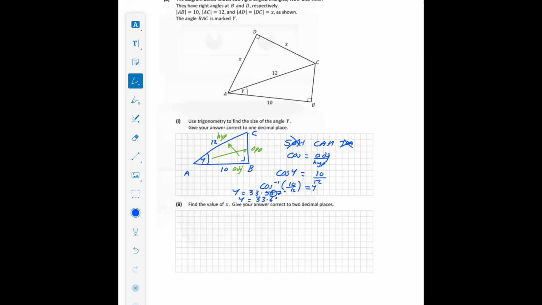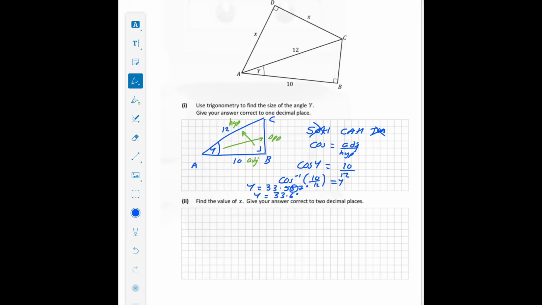Okay, and second part then, find the value of X, giving your answer correct to 2 decimal places. Okay, so my other triangle then is, how do we draw this? So we'll draw it like that. We'll draw it the way it's given to us. This is my right angle here. This is X, and this is 12. Now, when I look at this, again, right angles, we're thinking Pythagoras or SOHCAHTOA. Okay, now we don't have enough information here to use SOHCAHTOA. So what we're actually going to do, we're going to end up using Pythagoras.